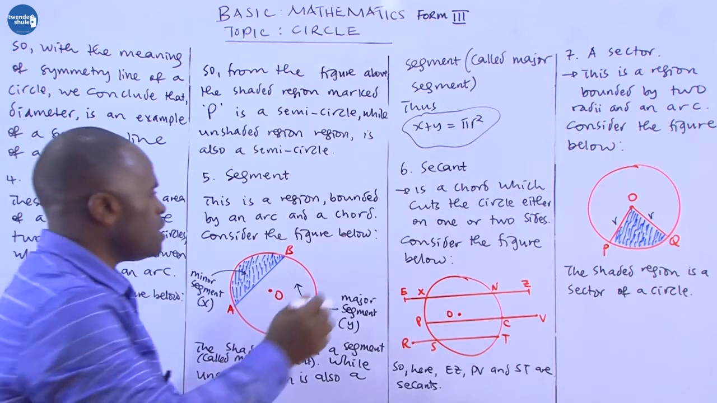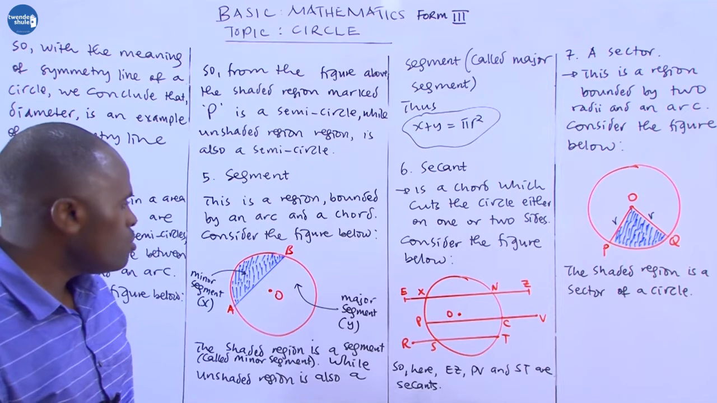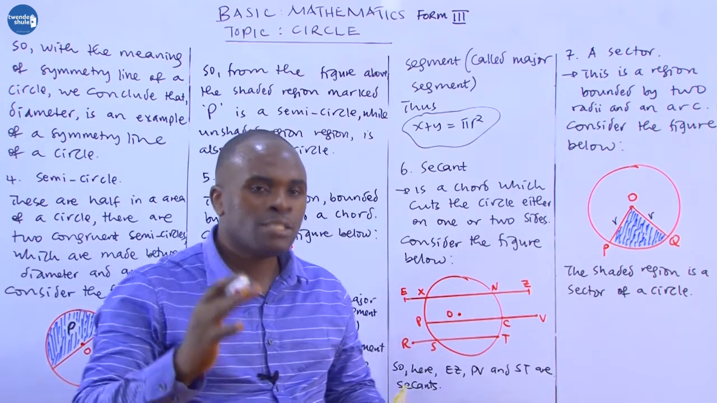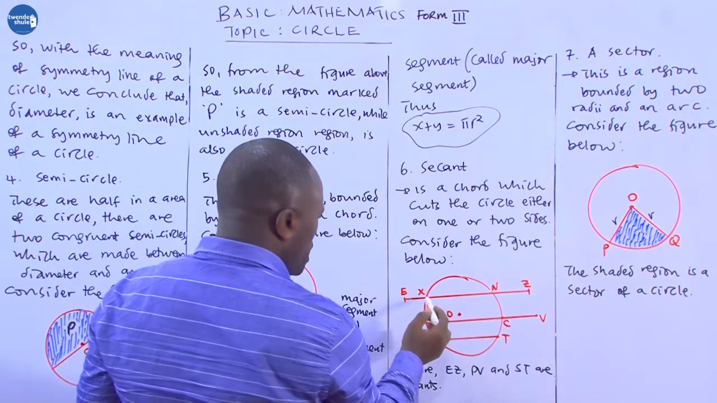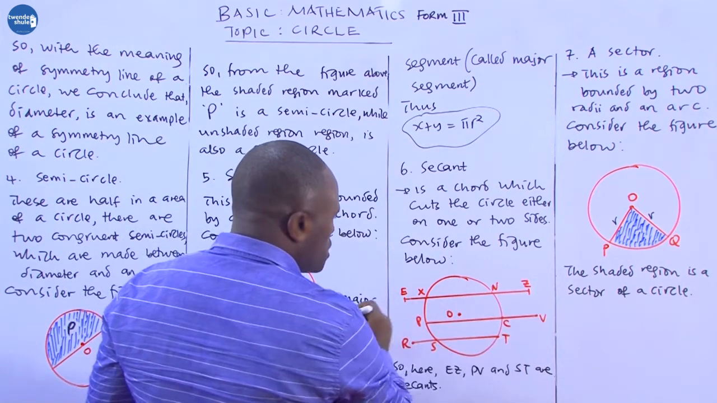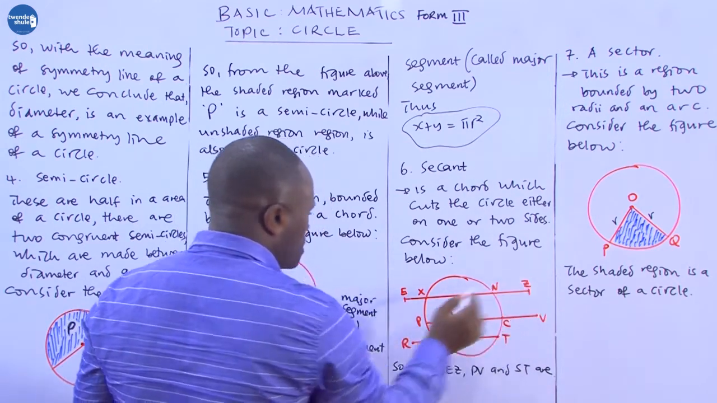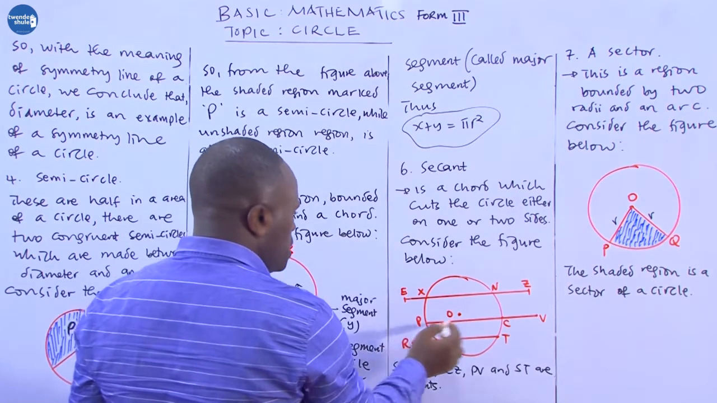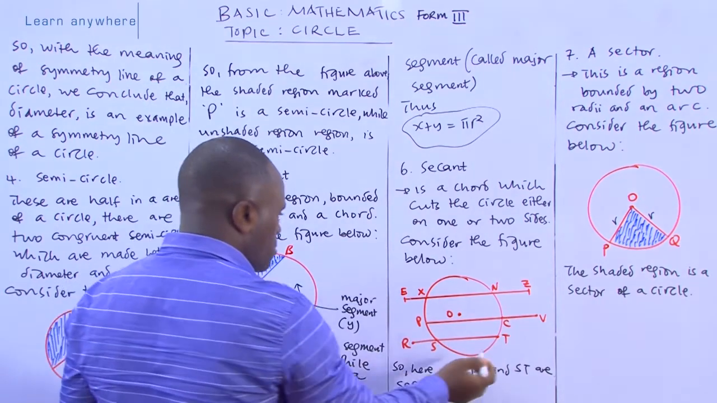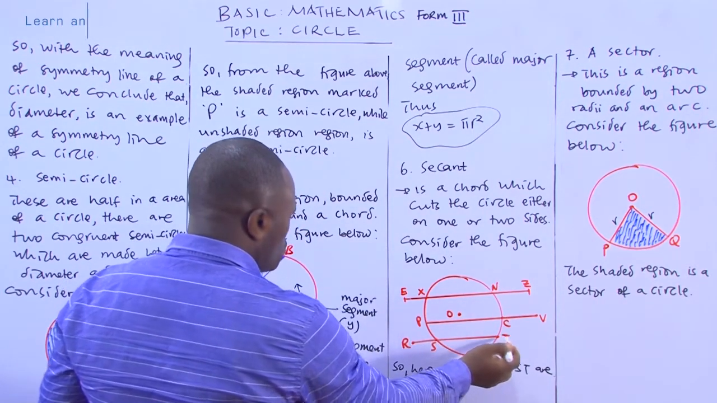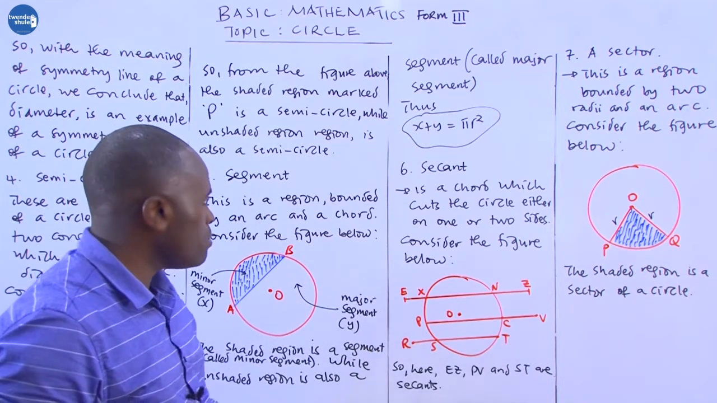We have another term. This one is referred to as a secant. It is a chord which cuts the circle at one or both sides of a circle. So you see a chord XN extended to both sides cutting the circle, extended to Z and E, is now a secant. In the same way, a chord PC extended to one side to V becomes a secant. In the same way, a chord TS extended to R is also a secant. So this is always the concept of a secant.